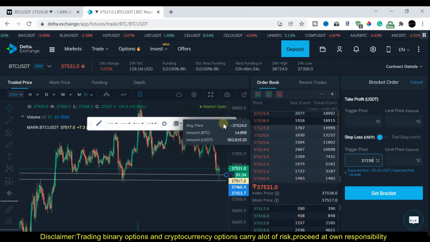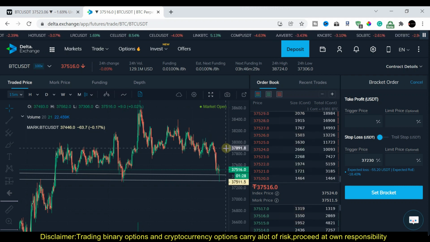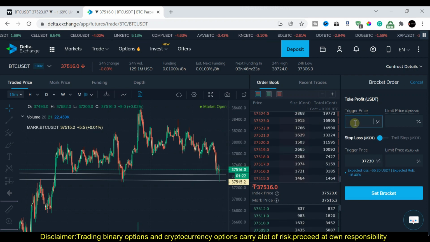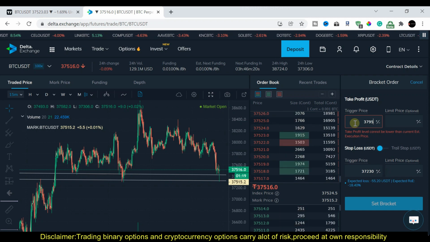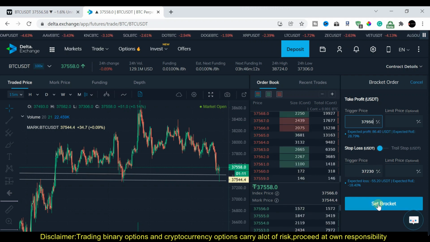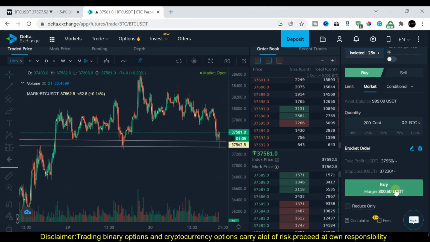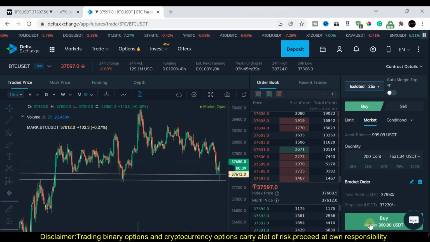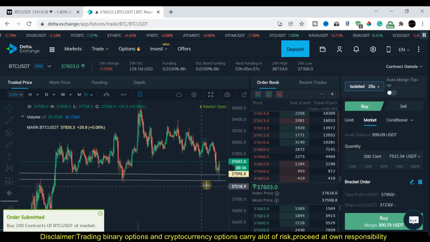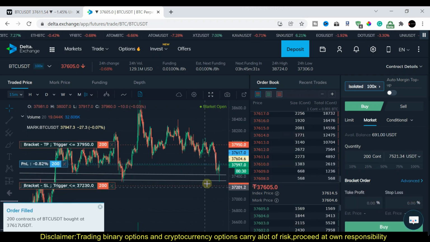37,230. My take profit, I can put around 37,950. That's my take profit. So at the end of the day, if this trade goes my way, I'll be having 86 USDT in my account. So I set the bracket and my margin is around 300 USDT. So I'll take my trade. I've taken my trade with the market price.